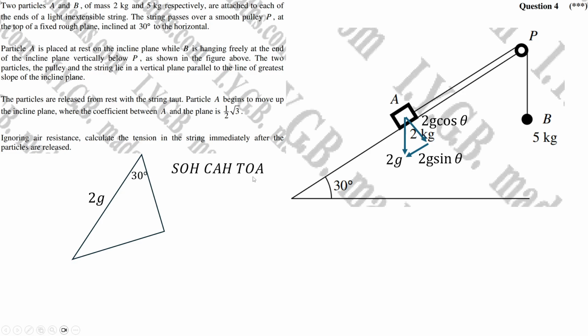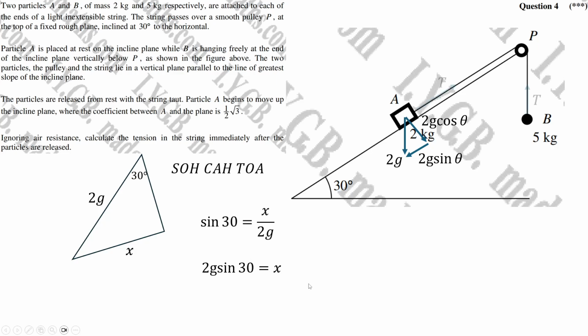And if you have a look at SOHCAHTOA, if we call this length here x, well, what is sine? Sine is opposite over hypotenuse, so x over 2g is sine. But that also means that we can say that x is just 2g sine 30. So we can call this length 2g sine 30, in other words, 2g sine theta, because that theta there is just 30.